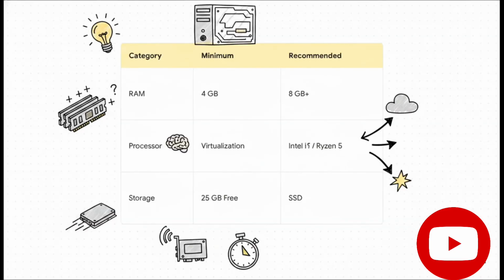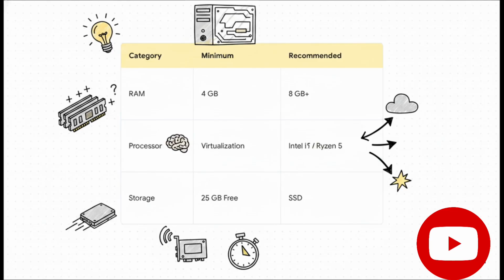Let's look at the minimum versus recommended specs across 3 vital categories. For RAM, the bare minimum is 4 gigs, but honestly, 8 gigs or more is highly recommended. For your processor, virtualization support is a strict requirement, but having an Intel i5 or Ryzen 5 is the recommended tier. And for storage, you need a minimum of 25 gigs of free space, but running it on a solid-state drive, an SSD, is definitely recommended. What's absolutely crucial here is aiming for those recommended specs, especially the SSD and 8 gigs of RAM. That ensures your main computer won't start freezing up or lagging while we practice.